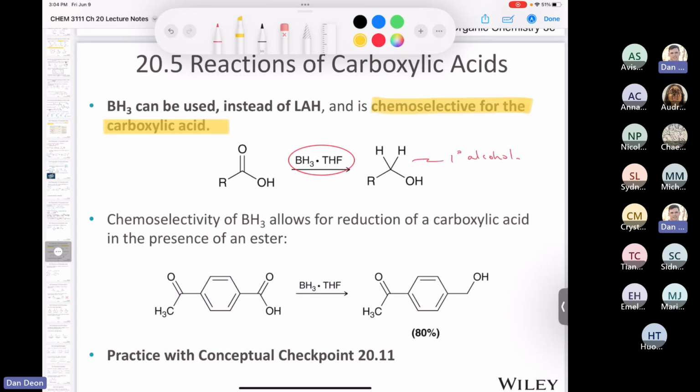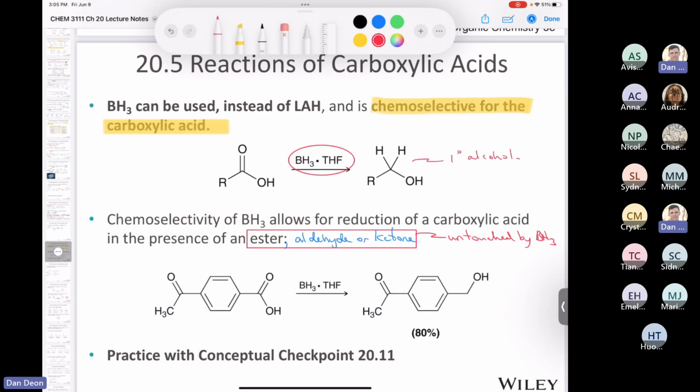And so it says here in the next bullet point, chemoselectivity of the borane allows for the reduction of a carboxylic acid in the presence of an ester. But I'm going to add to this. It means you can reduce a carboxylic acid in the presence of an ester, aldehyde, or a ketone. Any one of those are going to remain completely untouched. So I'll even box it in here for you, and we'll put untouched by BH3. Okay, it doesn't have any effect on those.